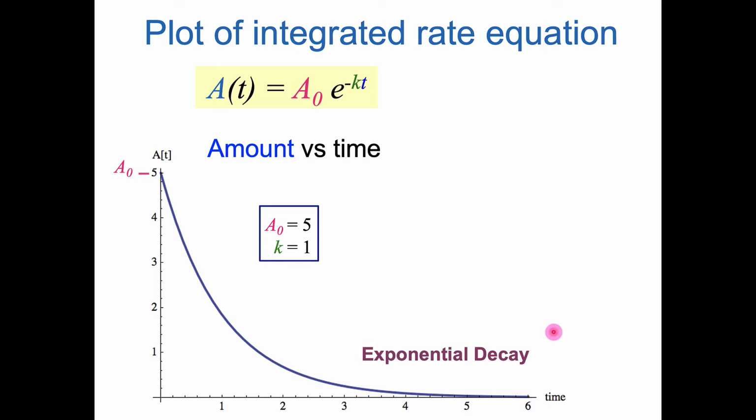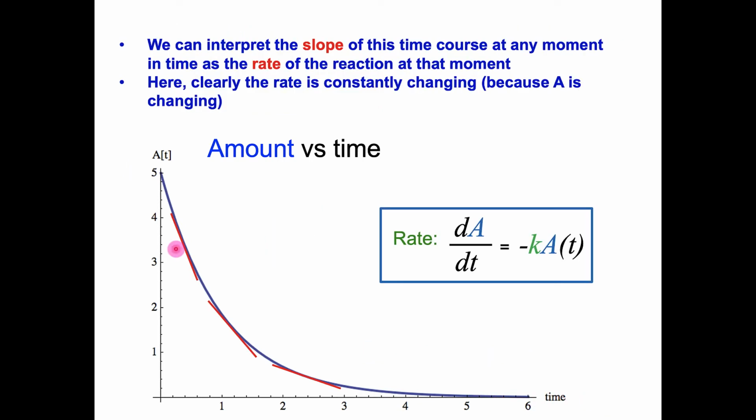This is a plot of the amount of A, shown on the y-axis, versus time, shown on the x-axis. It's a classic curve known as an exponential decay curve. When time equals 0, we start with a naught. As time goes to infinity, the amount of A approaches 0. It never ever gets there, but it asymptotes to it. We can interpret the slope of this time course at any moment in time as the rate of the reaction at that moment.